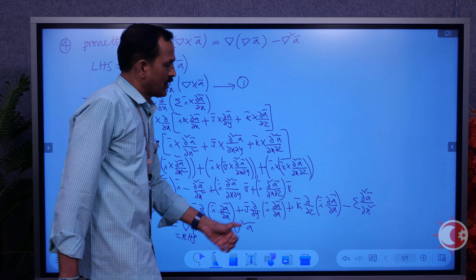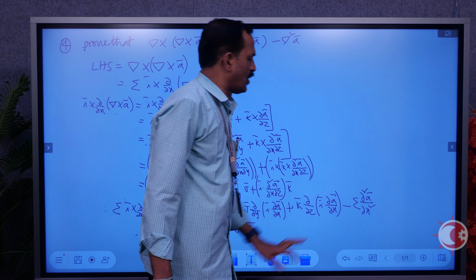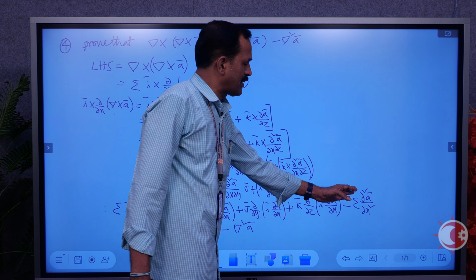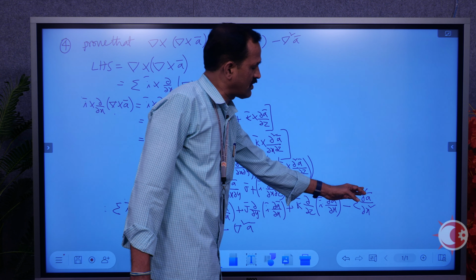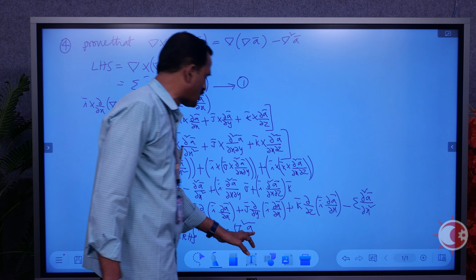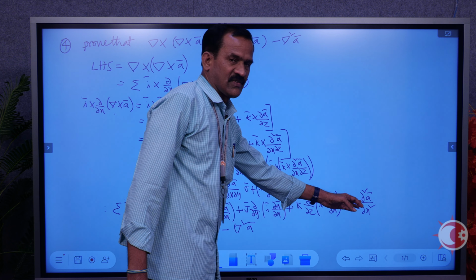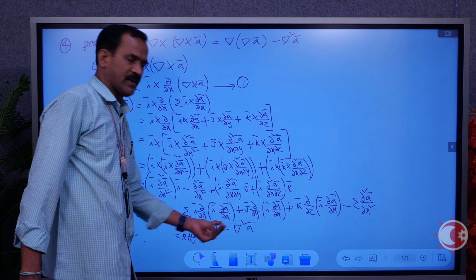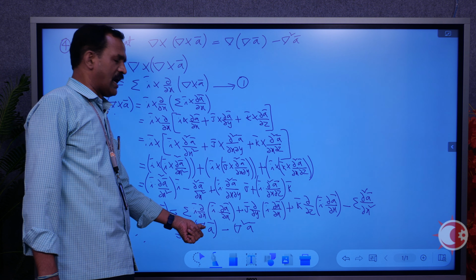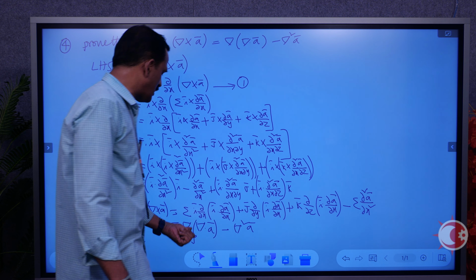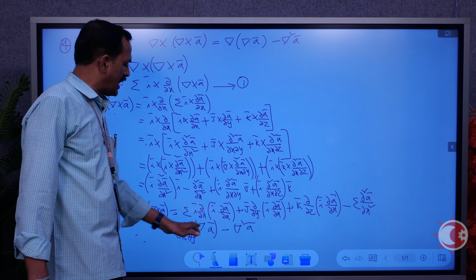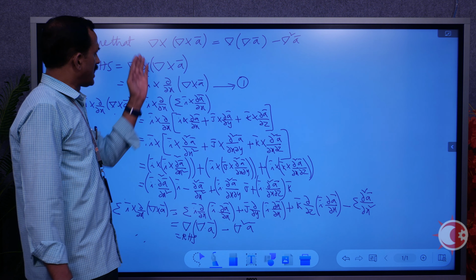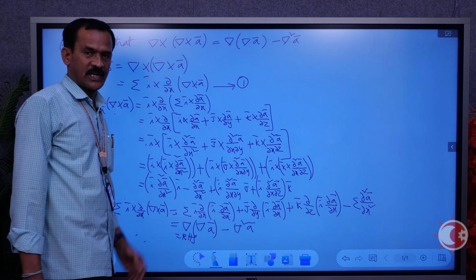And coming to the last term, dou square a bar by dou x square. So if you expand that sigma, dou square a bar by dou x square plus dou square a bar by dou y square plus dou square a bar by dou z square. Taken a bar outside. Sigma dou square by dou x square, nothing but dou square by dou x square plus dou square by dou y square plus dou square by dou z square. Nothing but del square. So del of del dot a bar minus del square a bar. That only we have to prove. That is grad of div a bar minus del square a bar. That is the curl a bar. That is del cross a bar.